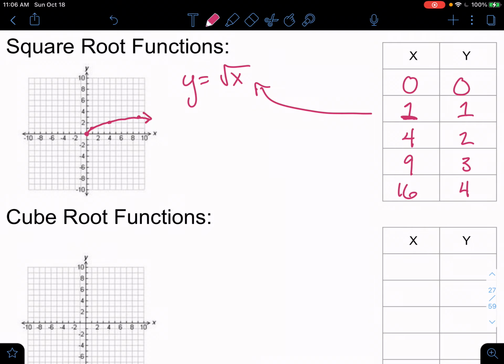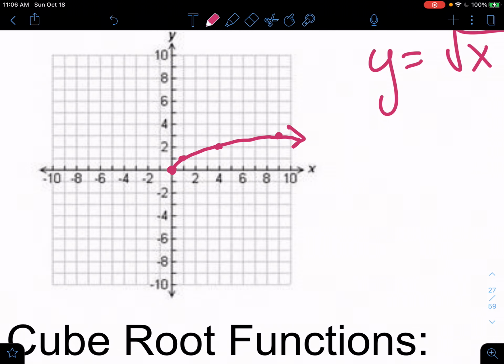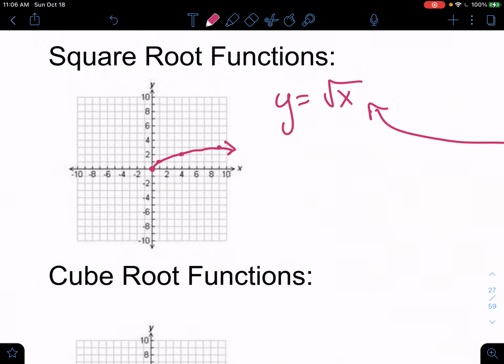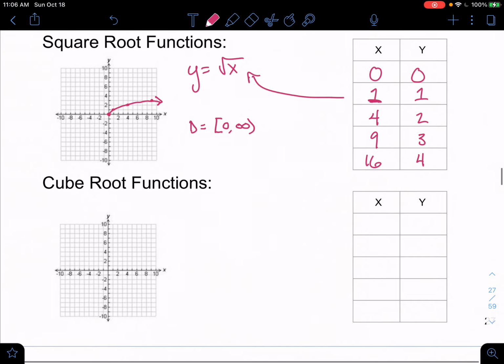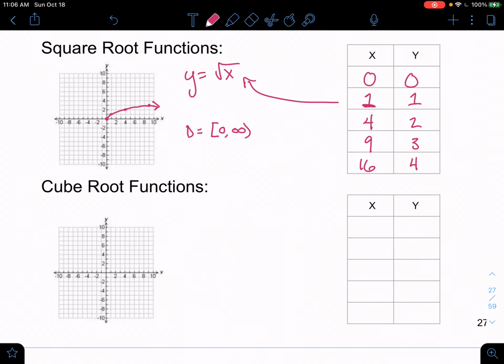So we can see a sketch of our square root function. Now, it is important to realize here that the domain of your square root function is really 0 to infinity. Negative values don't play a role in your square root function because we can't take the square root of a negative number.